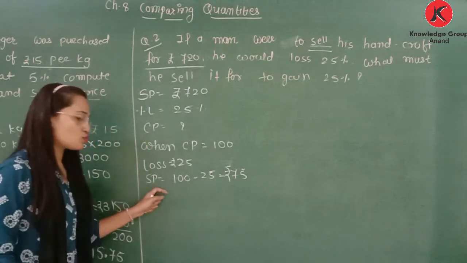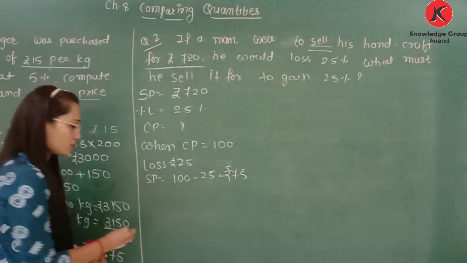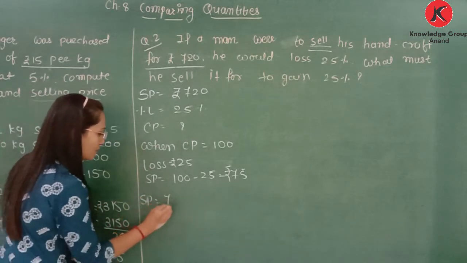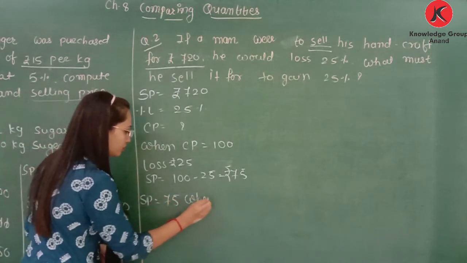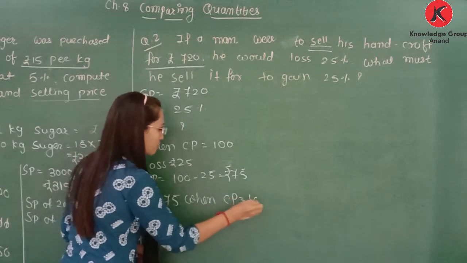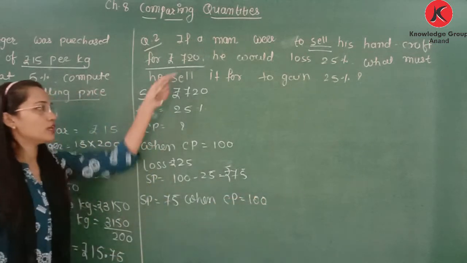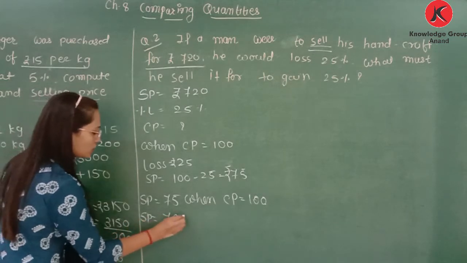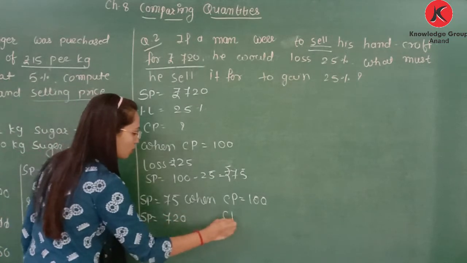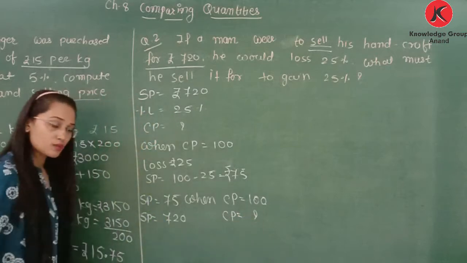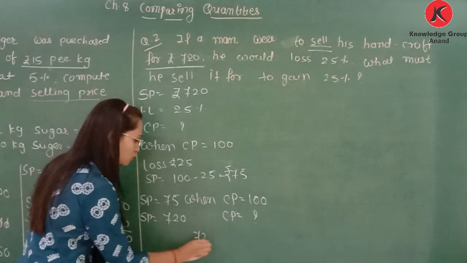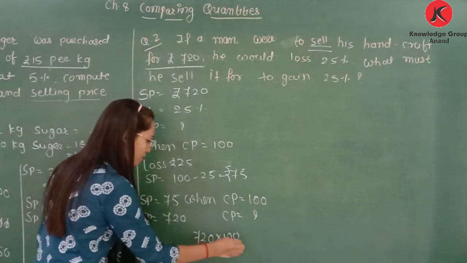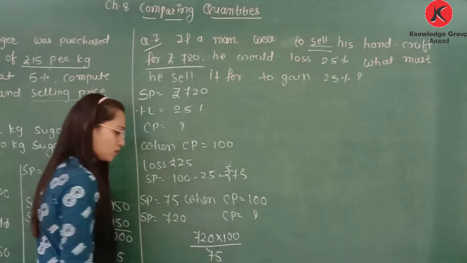So now from this value we can find the cost price. SP is 75 when cost price is 100. If we consider 25% loss, so SP is 720 rupees. So what is the cost price? Now cross multiply: 720 multiply 100 divide 75.